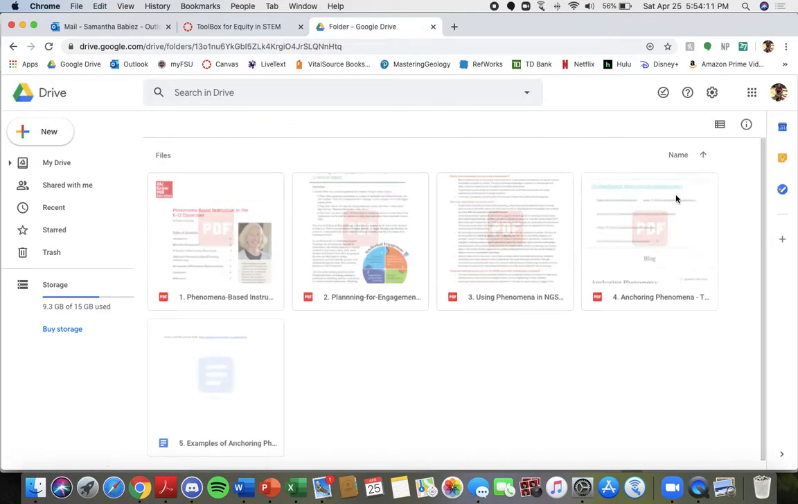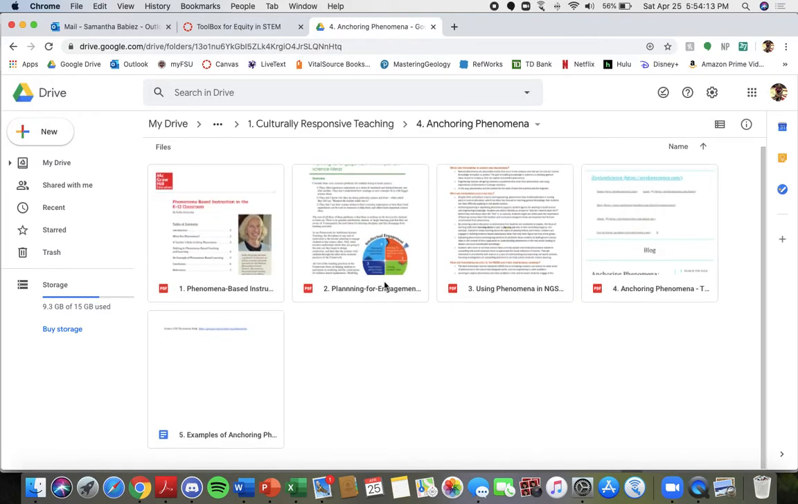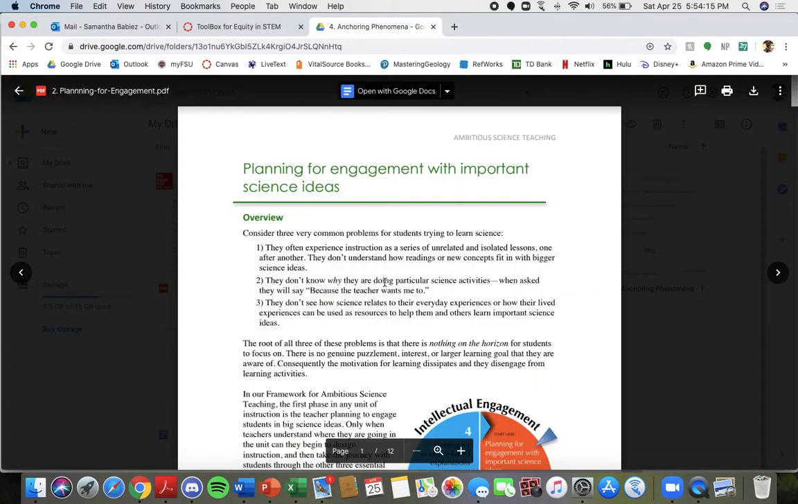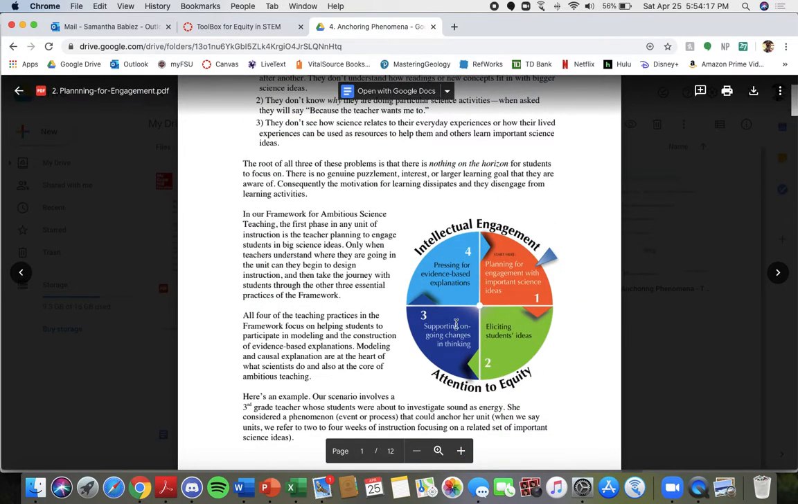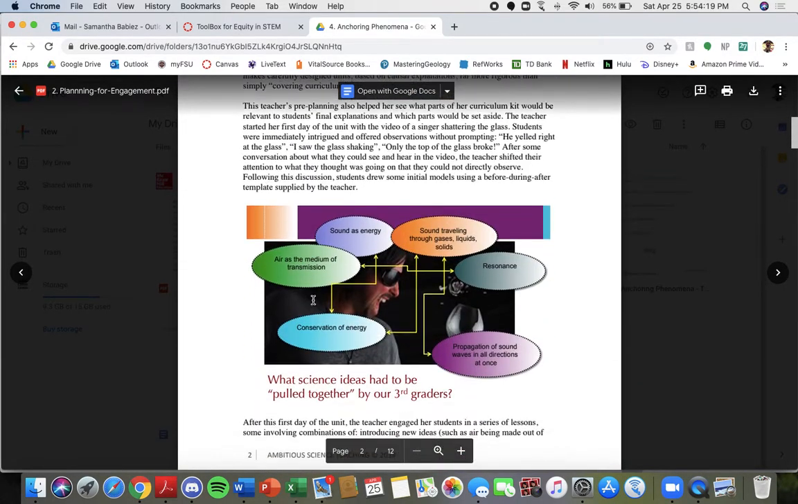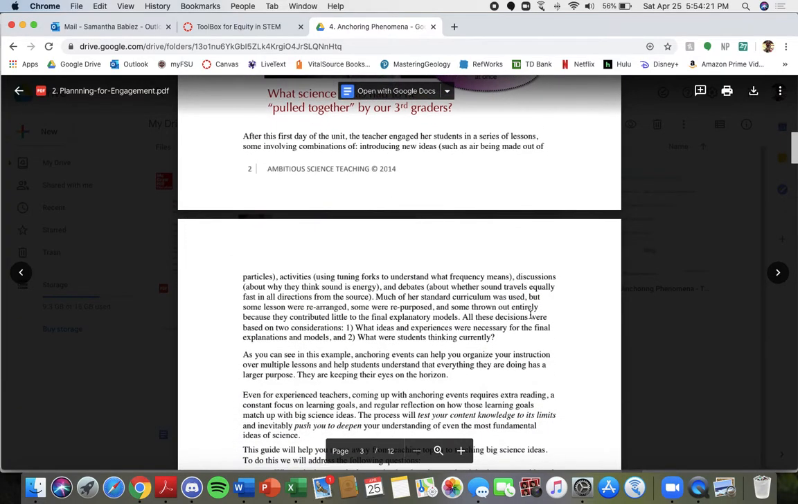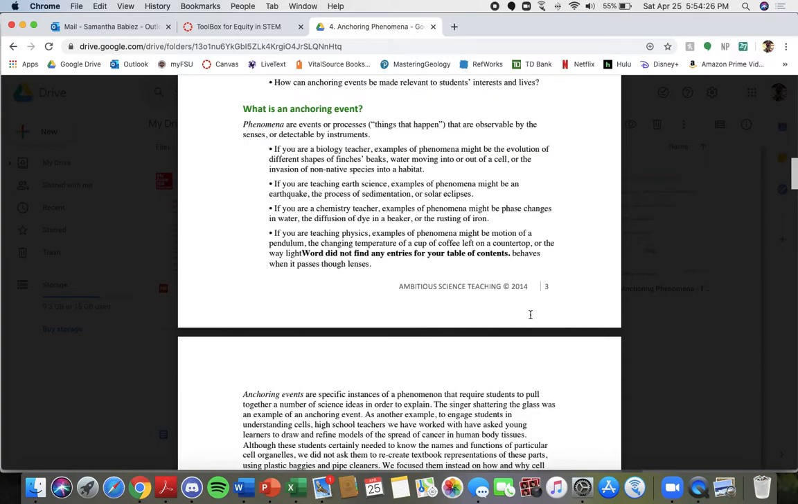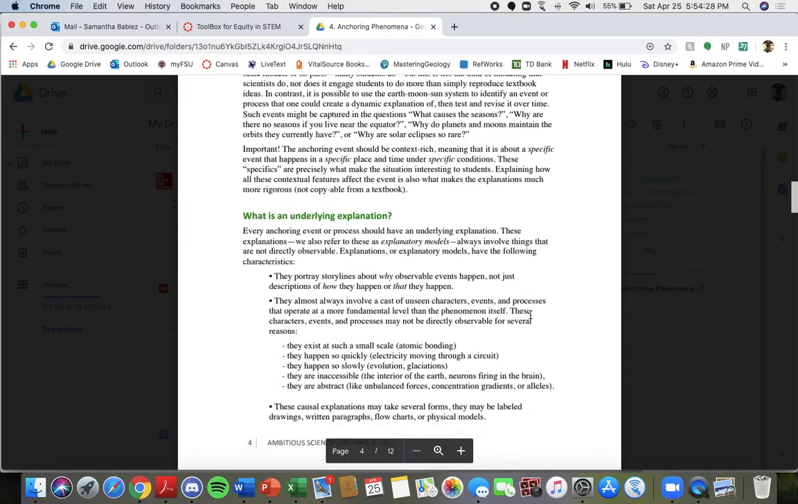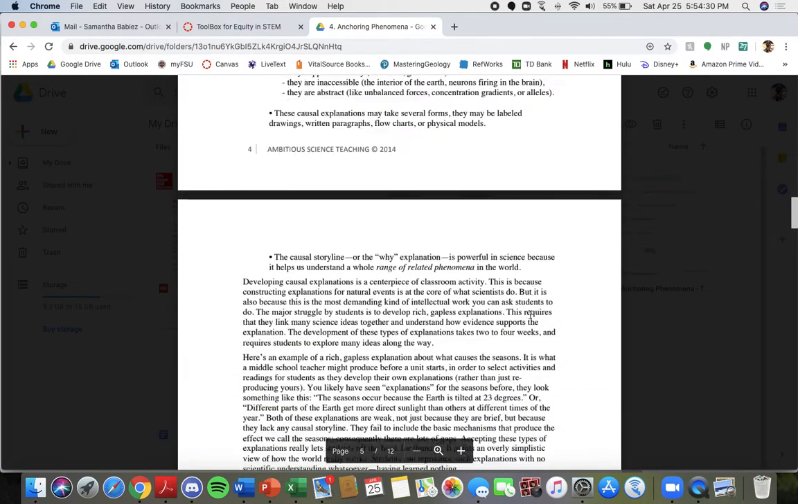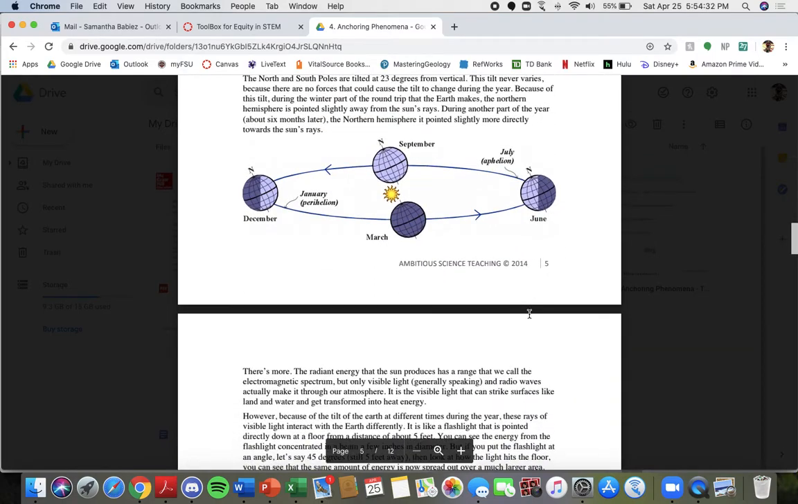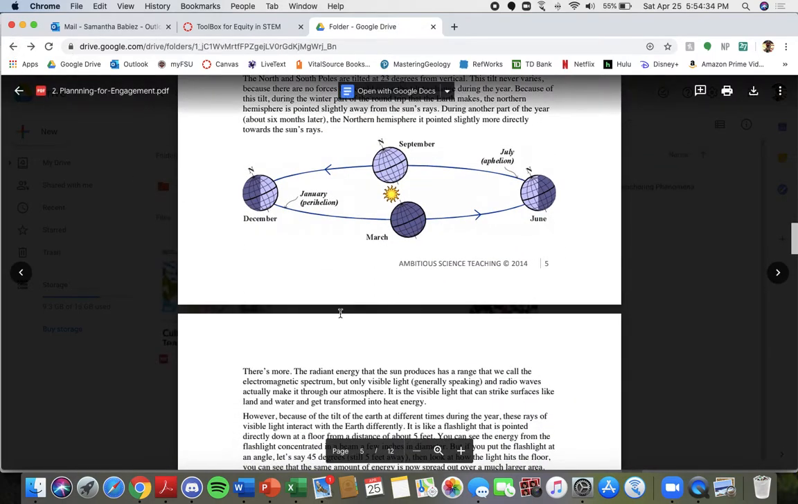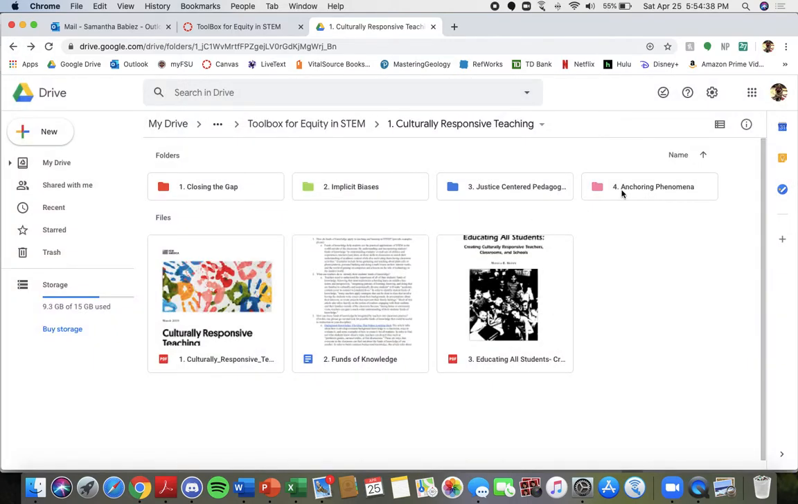We're still in the anchoring phenomena folder. Then I have the planning for engagement article. And this one was great because it had some graphics and stuff. It was pretty easy to read. It made it super straightforward about what an anchoring event is, why we are using them, and how we can use them effectively.